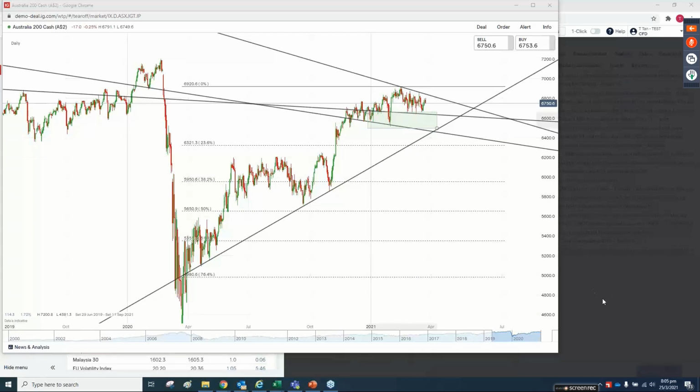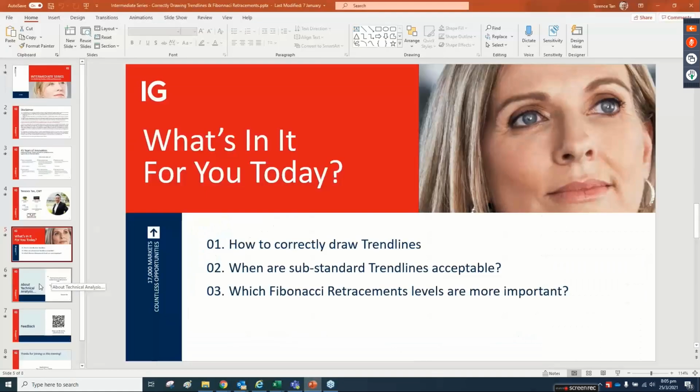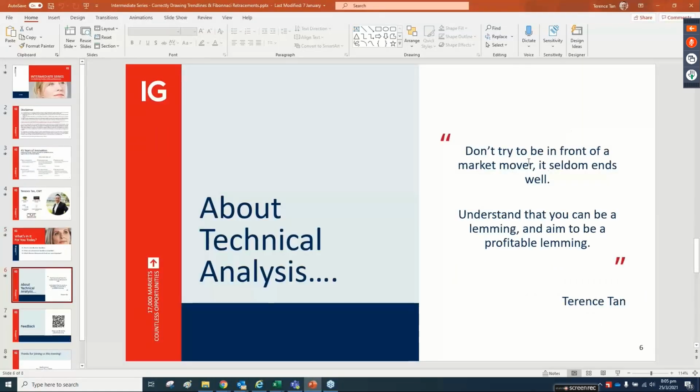Okay, so right. I'll just end off the session here. Let me just go back to my slides here. I just want to end off with this statement. I've touched on this in my previous webinar, where I brought in this point on the lemmings, right? So I repeat again, don't try to be in front of a market mover. It seldom ends well, right?